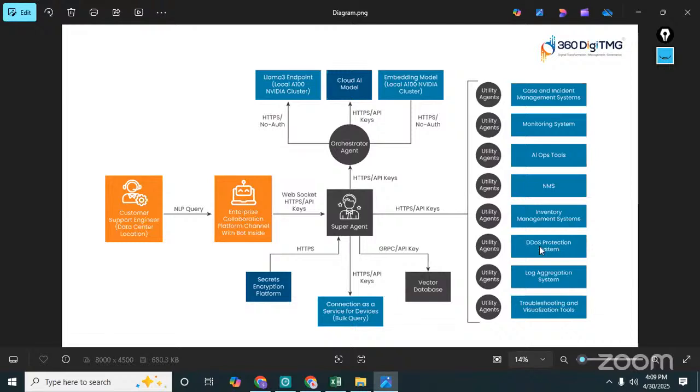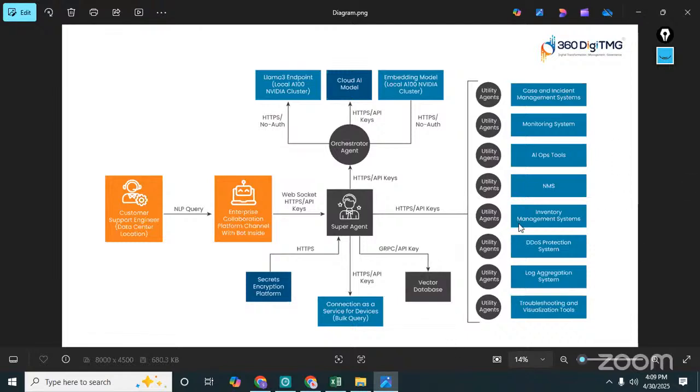Then you have DDoS protection system. This will interact with the firewalls, IDS or IPS, etc. Then we have log aggregation system, like for example, Splunk, ELK stack, etc. Then we have troubleshooting and visualization tools for dynamic dashboards or RCA visuals.